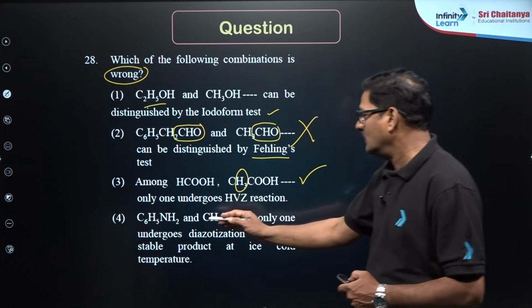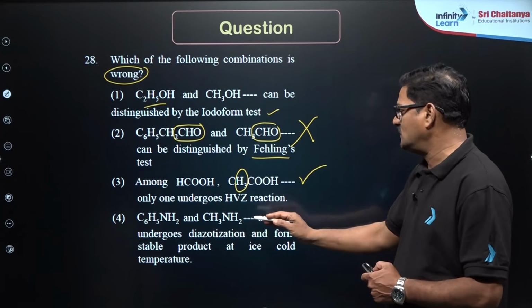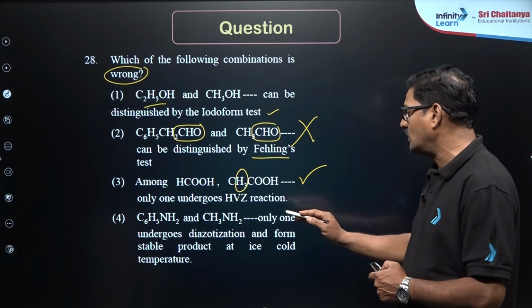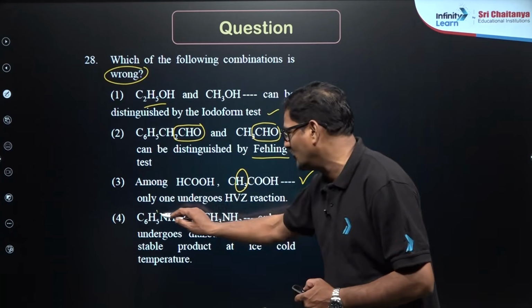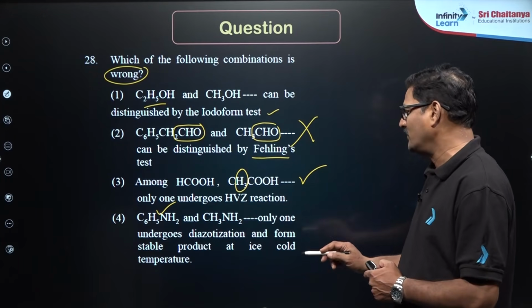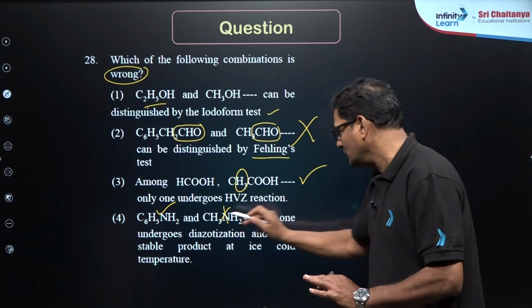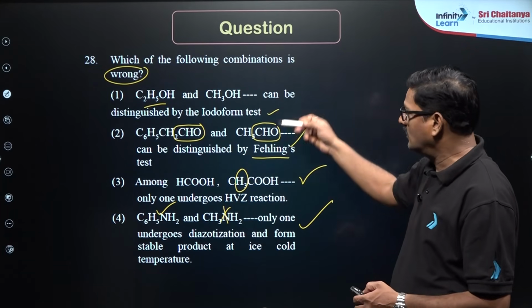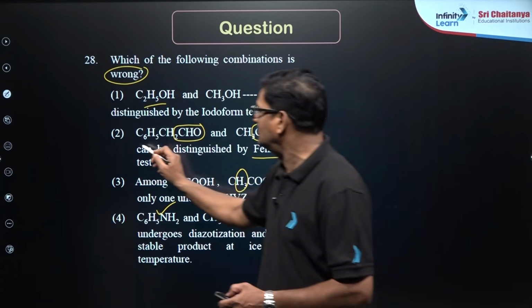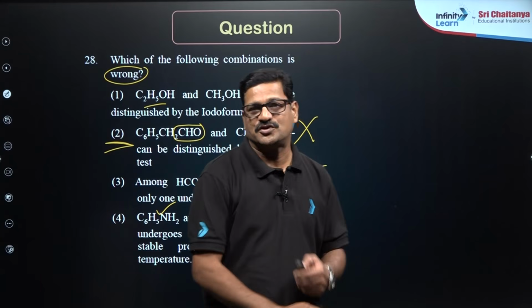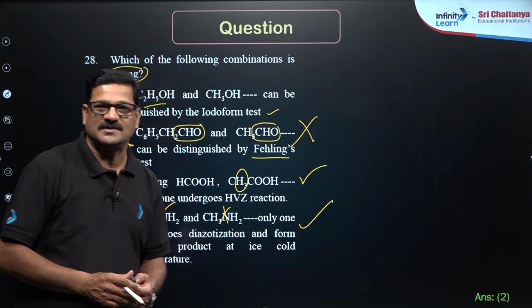And C6H5NH2, CH3NH2, only one undergoes diazotization. Yes, this can undergo diazotization and form a stable product at ice cold temperature. Yes, this will not. So, this is correct. So, all are correct and only this is a wrong match. So, option 2 is the correct answer for this question.